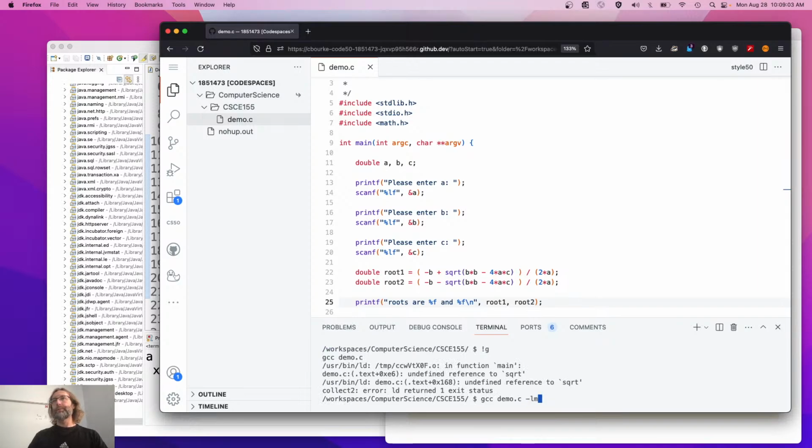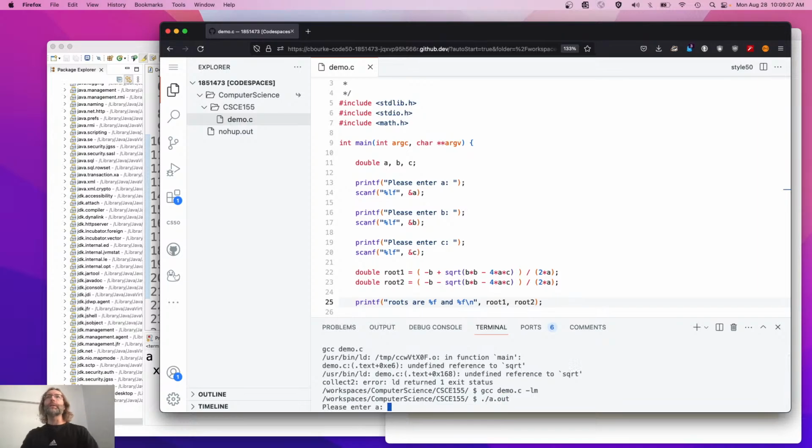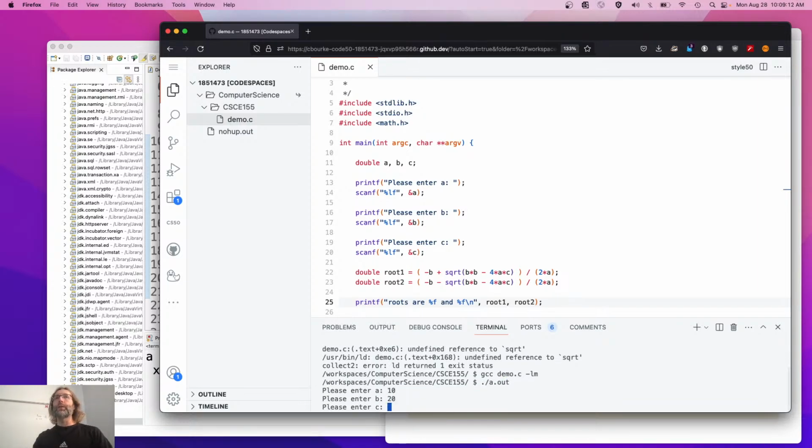What am I forgetting? The hyphen lm. That'll link in the math library. All right, now it's interactive. Please enter A. Let's go ahead and do what we did before, 10, 20, and 30. What was the problem with that? I end up with imaginary roots, right? Not a numbers.